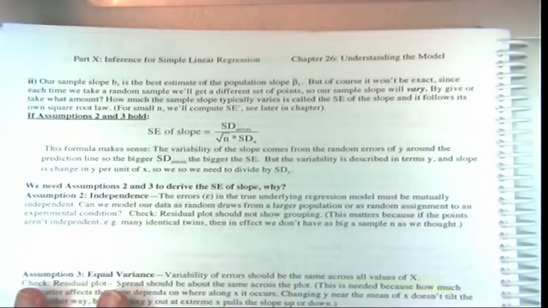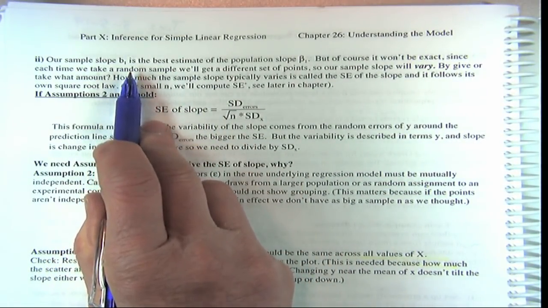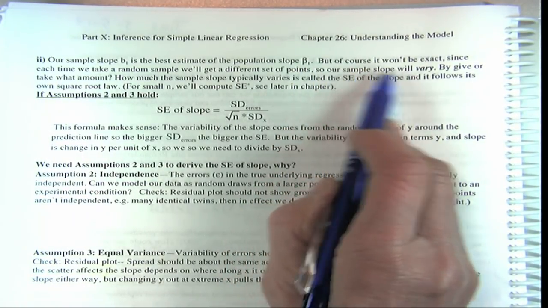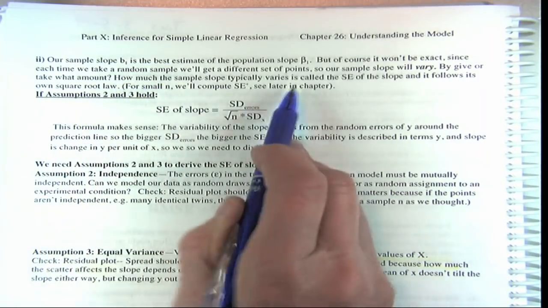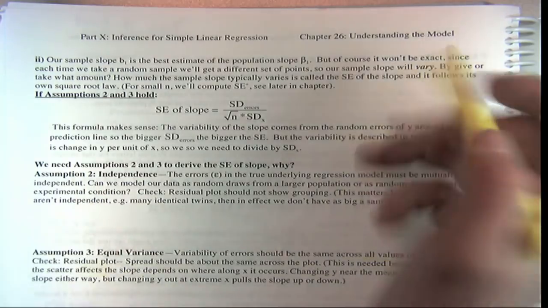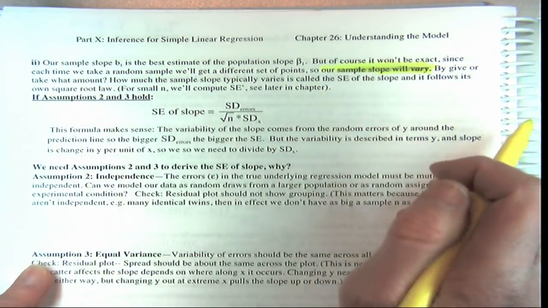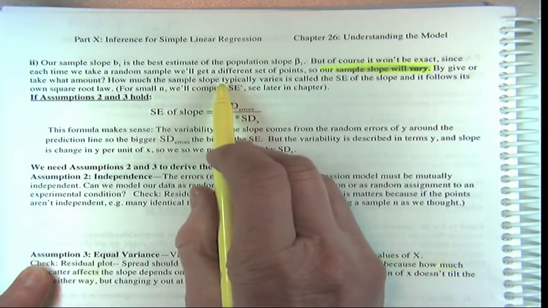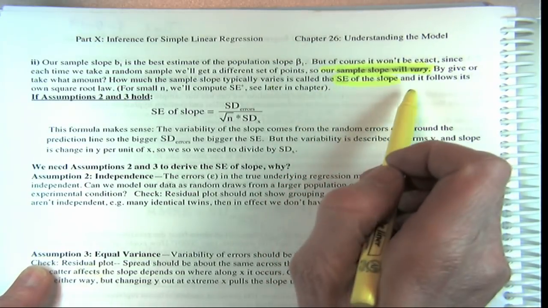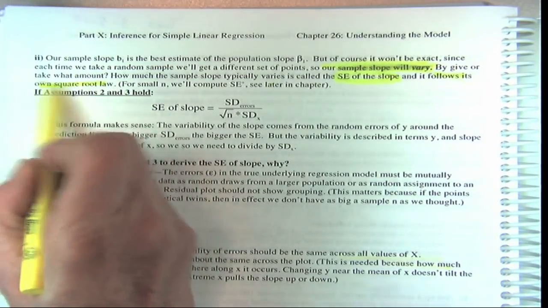So let's think about it. Our sample slope, B1, is a best estimate of our population slope, beta 1, but of course it's not exact, since each time we take a random sample, we get a different set of points. So our sample slope will vary. That's the whole point. By give or take what amount? How much the sample slope typically varies is called the standard error, or the sampling error of the slope. And it follows its own square root law.